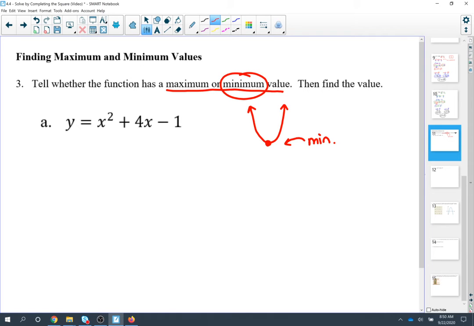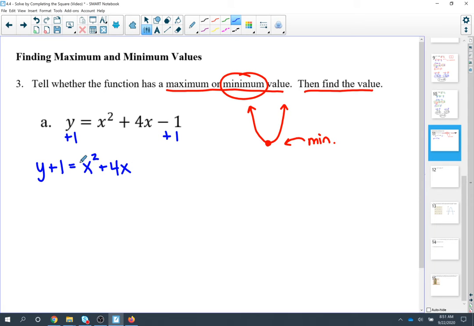But the question is, what is that value? In order to do that, we're going to find the vertex, which means we're going to complete the square and put this into vertex form. So, step 1, I need all of my variables, specifically here my x values on one side and my constants on the other. Now I know we have a y, that's okay, leave him over here. So plus 1, plus 1. Y plus 1 equals x squared plus 4x.